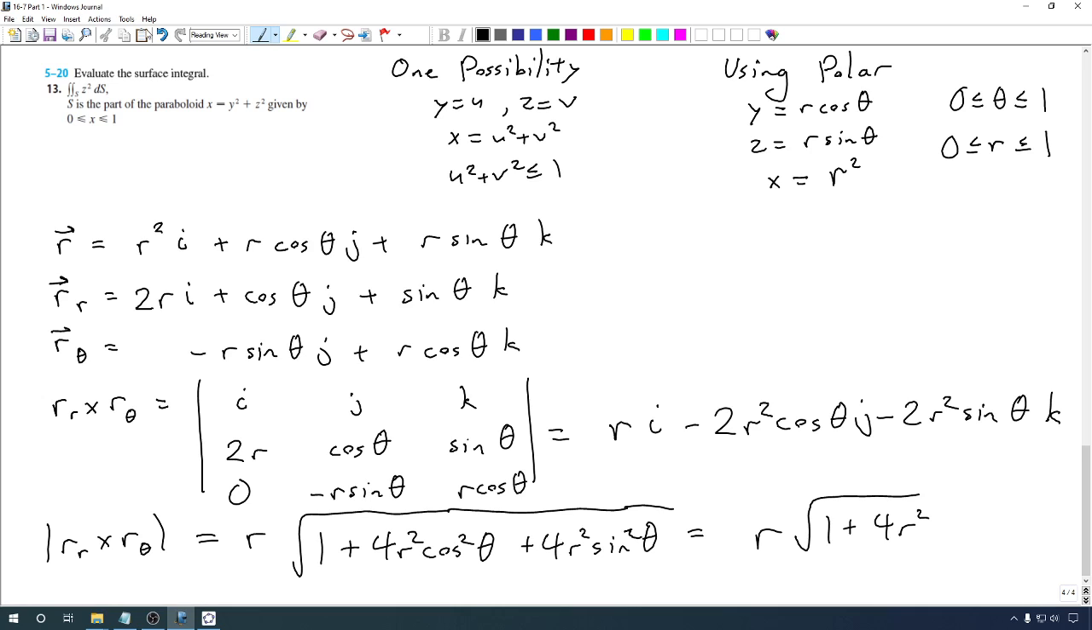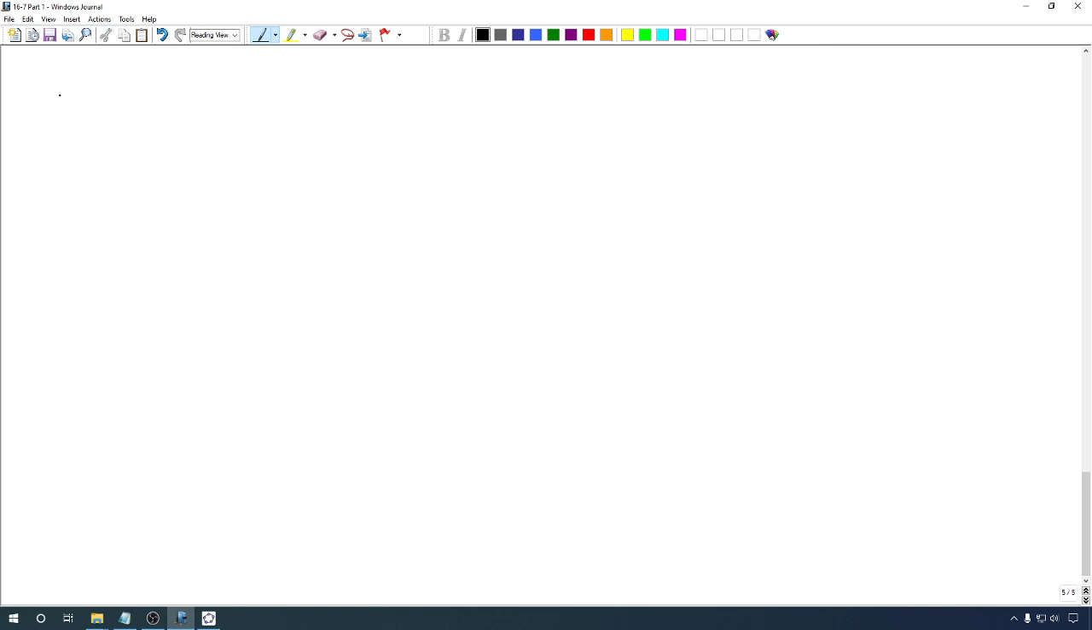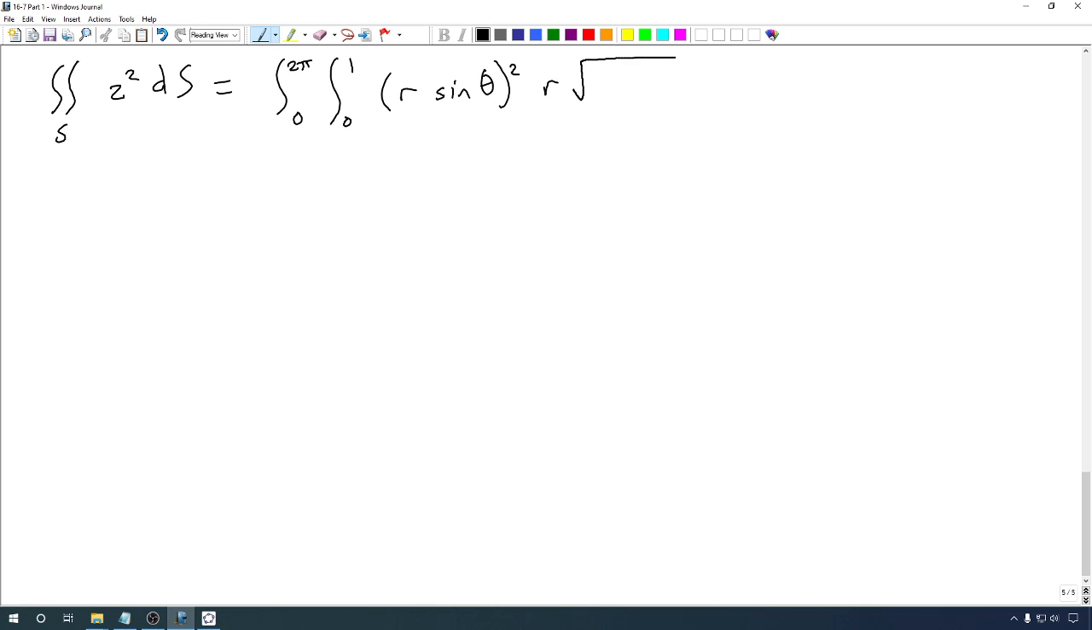Now we're going to take that and use it in our surface integral. Remember, we are integrating z squared, and recall that z here is r sine theta. So our surface integral over S of z squared dS. Remember that we're taking theta from 0 to 2 pi, and r from 0 to 1. For z squared, we have r sine theta squared. And then we had r square root of 1 plus 4r squared from our magnitude of r sub r cross r sub theta. That's dr d theta.